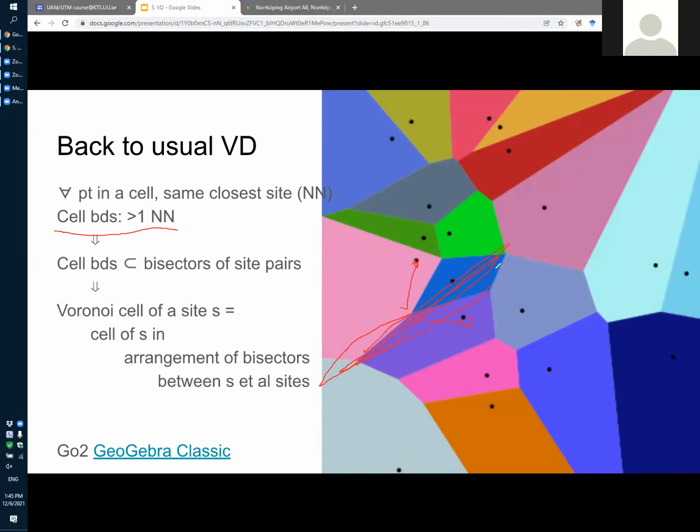Sorry for my drawing, we'll go to GeoGebra in a second where it will be more precise. So yes, the bisector between 2 points is the perpendicular bisector line that goes perpendicular to the segment connecting the points. And the cell boundaries belong to these bisectors because they have to be equidistant from 2 sites. And in particular, this gives us a way to build the Voronoi cell of a site by just looking at the bisectors between the site and all the other sites and realizing what is the set of points that are closer to the site S than to any other point. And I'll illustrate it in the example in GeoGebra.